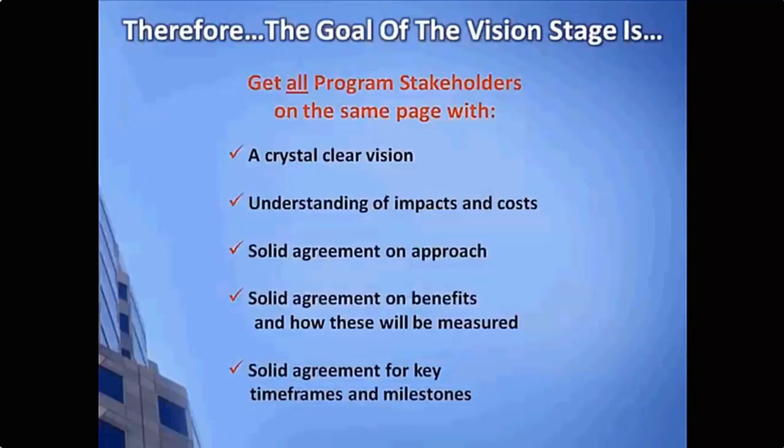So here again is the goal of this vision stage: we want to get all the program stakeholders, that's management, other IT people in your organization, as well as the business, on the same page. What's the vision for the program, what are the high-level impacts and costs? Make sure everybody agrees on the overall approach for how you're going to go forward, understands the benefits, and knows the key time frames and milestones in which they'll start to see those benefits. Putting that picture together is really the general goal of this vision stage.